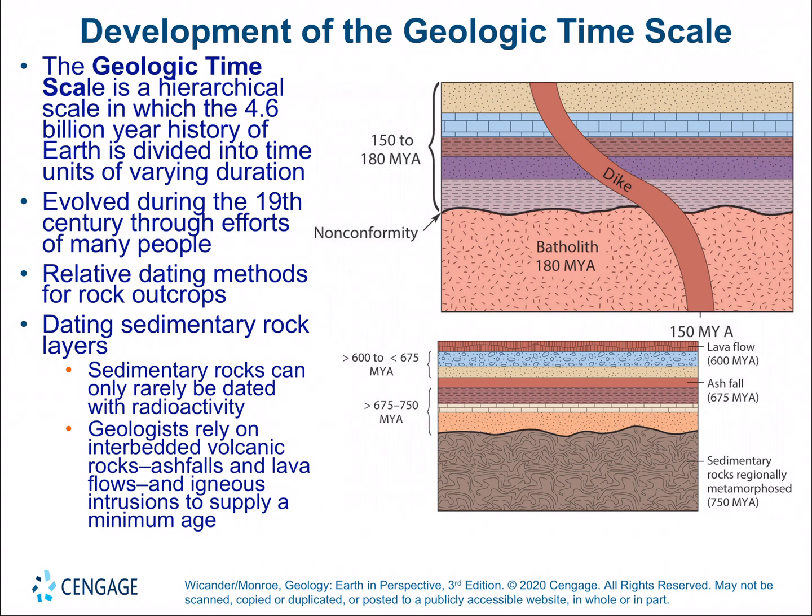So if you look at the figure on the right side, we can see that the numerical ages for the sedimentary rocks are determined by dating the associated igneous rocks. So we can assume an age for our sedimentary rocks because they're bracketed by igneous rocks that we know an age for.